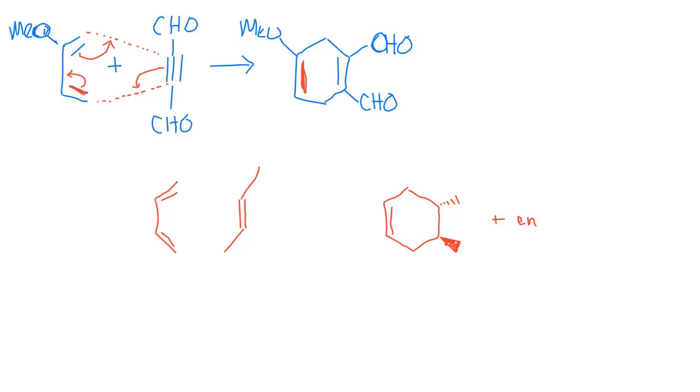I mean, the dienophile should not be a carbonyl. This should be a carbon-carbon double bond, or a carbon-carbon triple bond. So the carbonyl should be retained. But other than that, there's not a whole lot, I think.